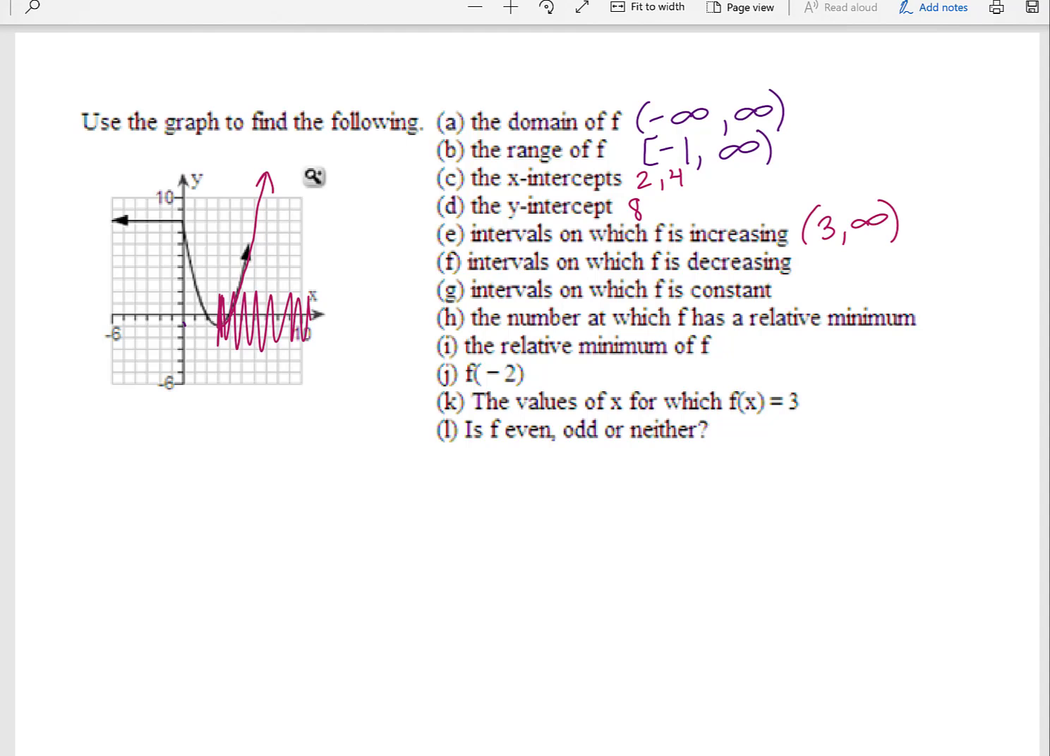Intervals on which my function is decreasing. So from here to here. So the wrong answer would be like 8 and -1. That's how high and how low, right? That's not what I'm worried about. I'm saying from left to right. So we'd say, looking at my x-axis, from 0 to 3. And then constant, left to right. So from -infinity to 0.